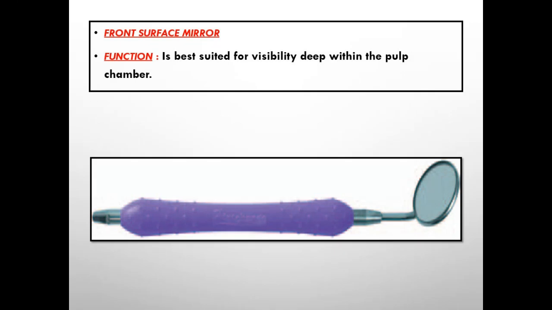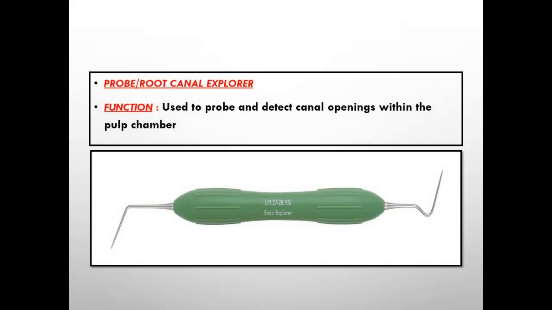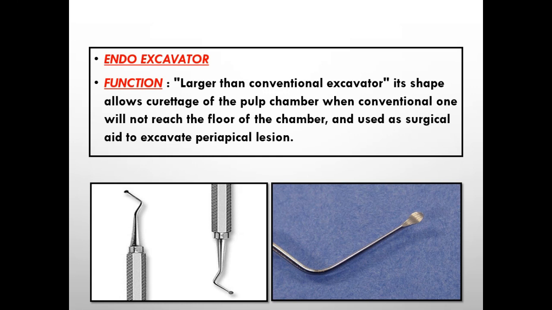Front surface mirror is best suited for visibility deep within the pulp chamber. The DG16 endodontic explorer is used to probe and detect canal openings within the pulp chamber. Similarly, we have the endo excavator, larger than the conventional excavator. Its shape allows curettage of the pulp chamber when a conventional one will not reach the floor of the chamber.